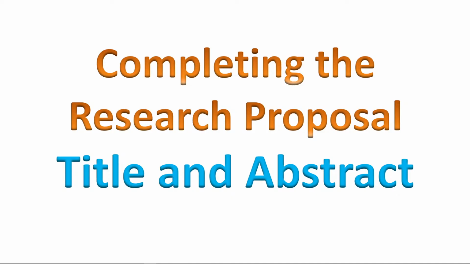So this part of this module, completing your research proposal, is title and abstract. Some of you might wonder, isn't the title and the abstract the first thing of our proposal? Why are we doing it at the last? That's probably one of the last lessons for developing your proposal. Why are we doing this at the last and not at the beginning?